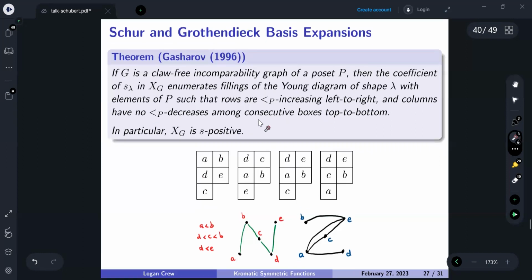So in particular, this graph is Schur-positive because it is a claw-free incomparability graph, and its coefficient of S221 is going to be 4.